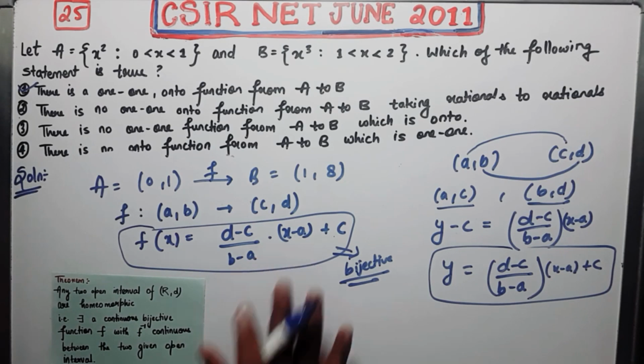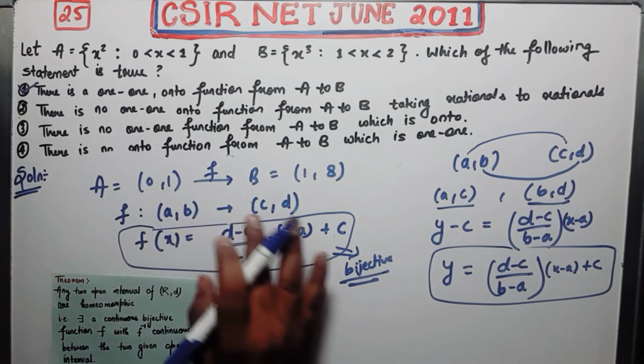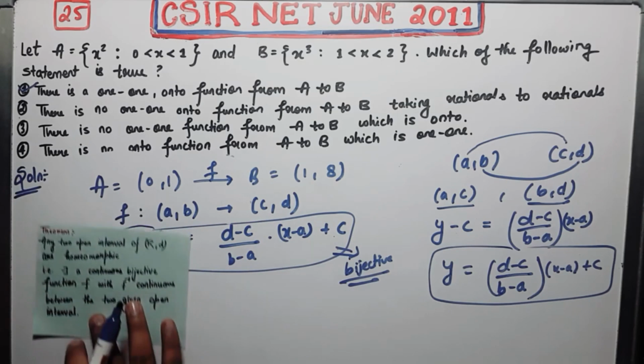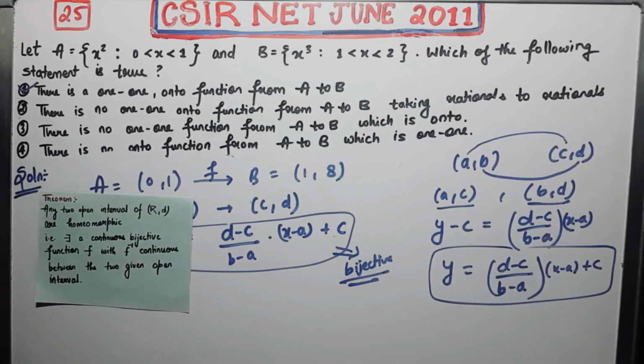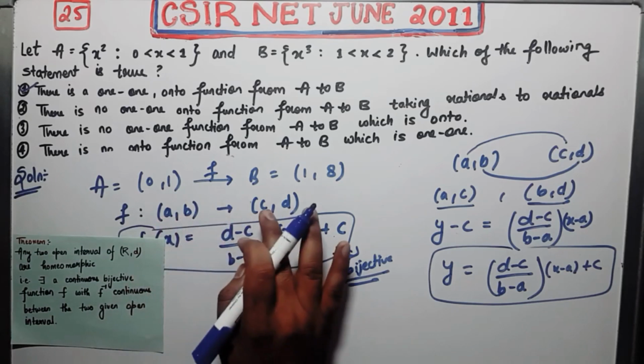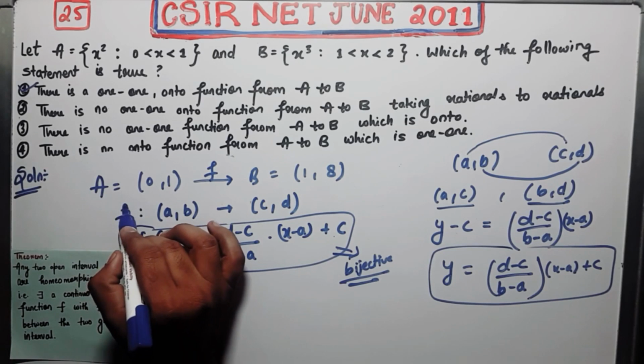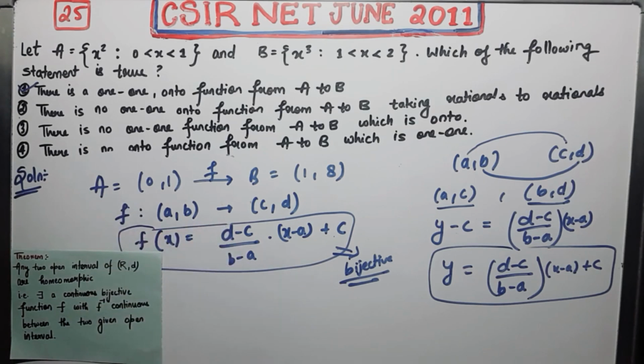So this is the map that you have to take between any two intervals to show that they are homeomorphic. What is the meaning of homeomorphic? I am repeating it again. The intervals (a, b) and (c, d) are said to be homeomorphic if there exists a continuous bijection f with f inverse continuous between them. You are getting my point?